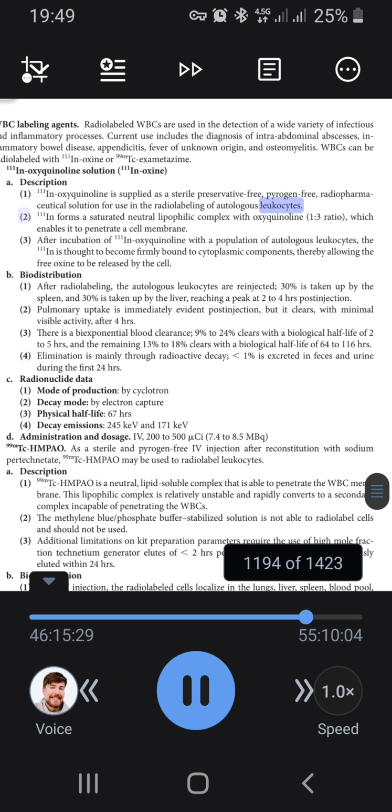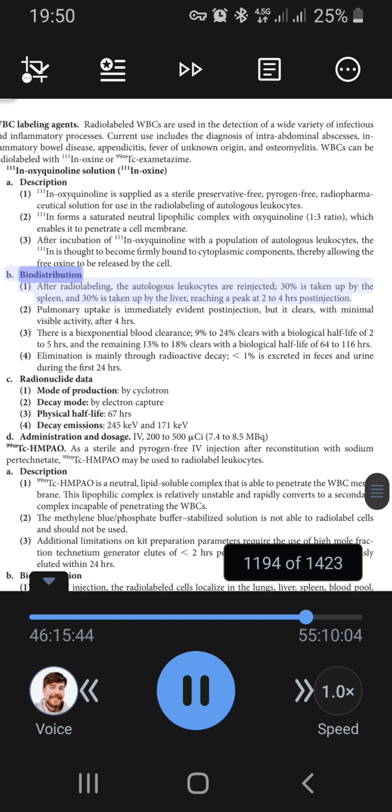2. 111In forms a saturated neutral lipophilic complex with oxyquinoline in a 1:3 ratio, which enables it to penetrate a cell membrane. 3. After incubation of 111In-oxyquinoline with a population of autologous leukocytes, the 111In is thought to become firmly bound to cytoplasmic components, thereby allowing the free oxine to be released by the cell.